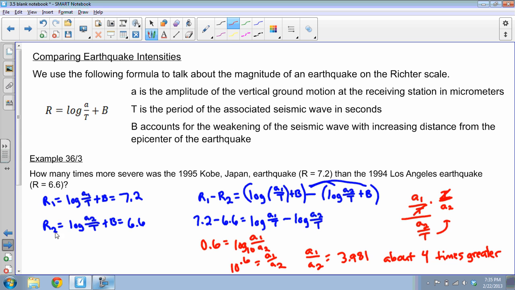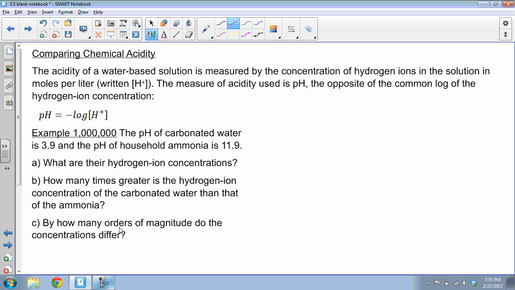So that's earthquake intensities. Now chemical acidity. The book has some information about this if you need a little more, but basically the acidity of a water-based solution is measured by the concentration of hydrogen ions in the solution, which is measured in moles per liter, and it's written as H plus in brackets. The measure of acidity we use is called pH, which is the opposite, meaning negative, of the common log of the hydrogen ion concentration. That's how we get this formula.